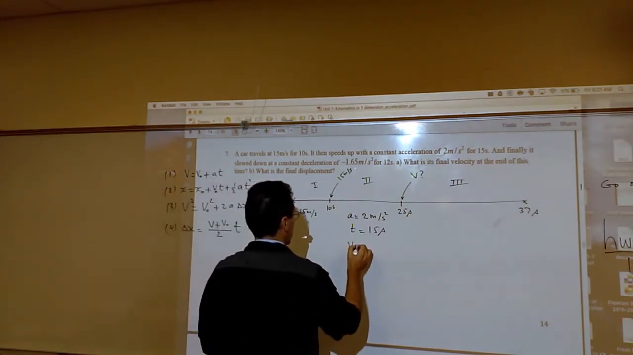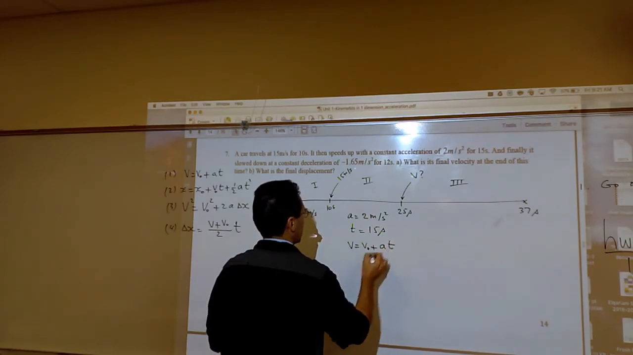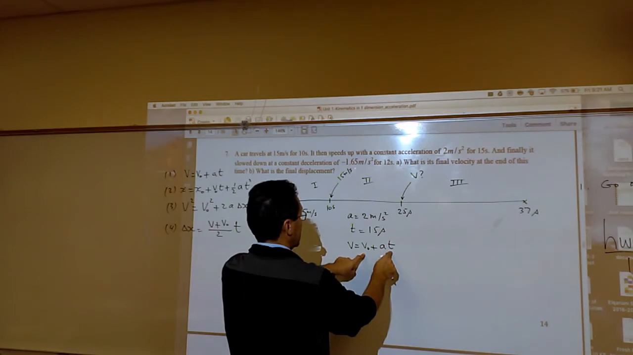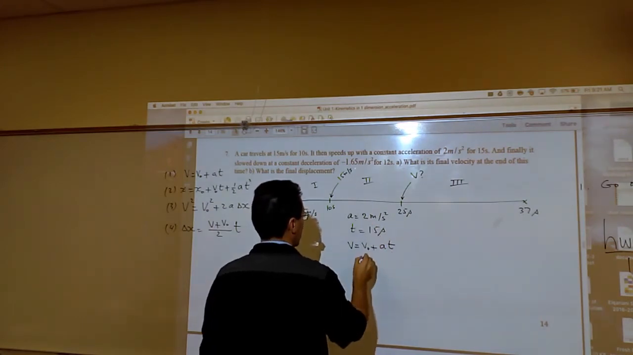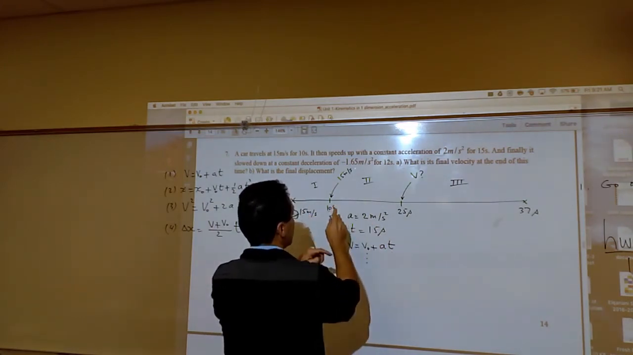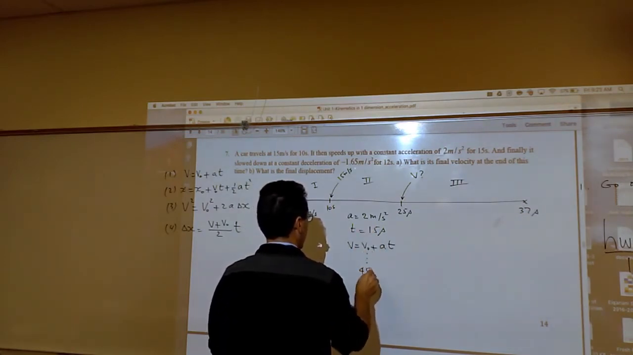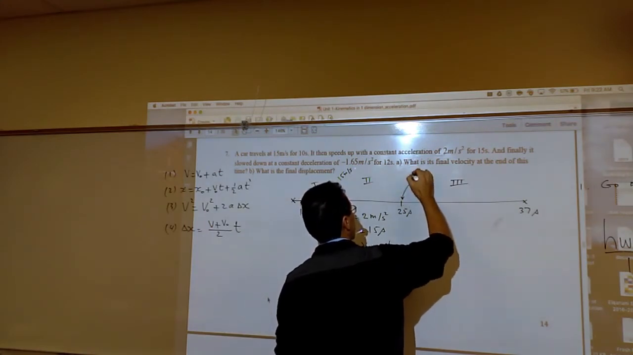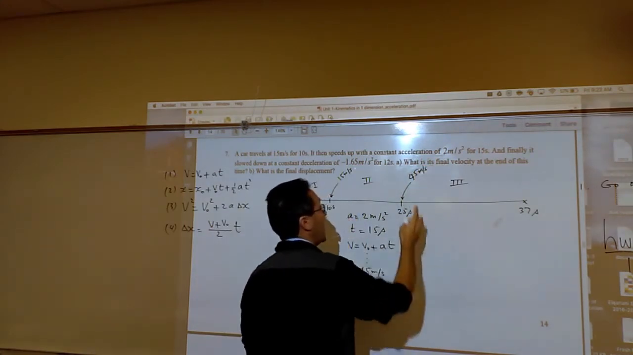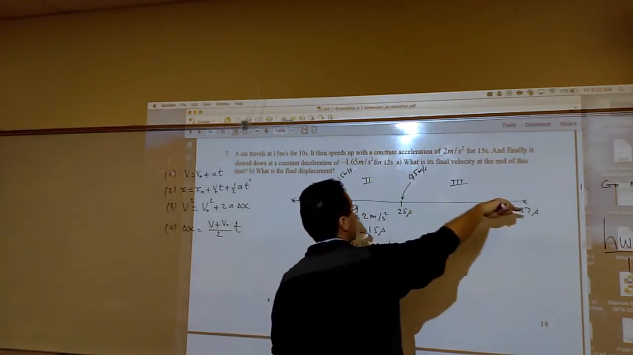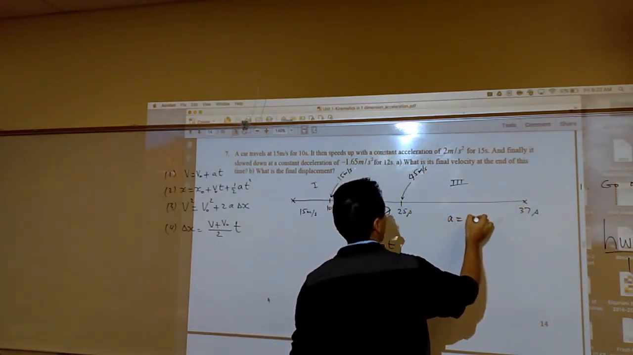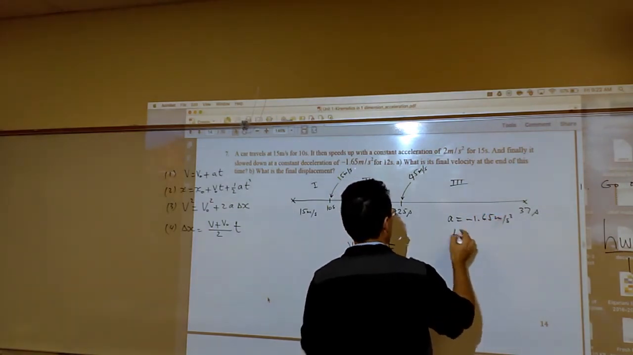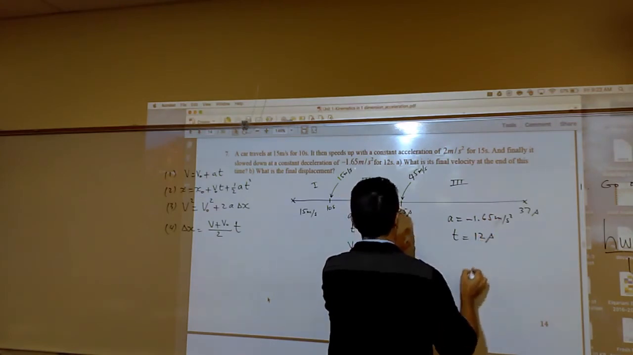So if I do this equation, if I want to find v, I do 15 plus 2 times 15. So what is that going to be? 15 plus 30, so that's going to be 45 meters per second. So this is 45. Now that becomes the initial velocity for the last phase, where the acceleration is negative 1.65 meters per second squared, and the time is 12 seconds.